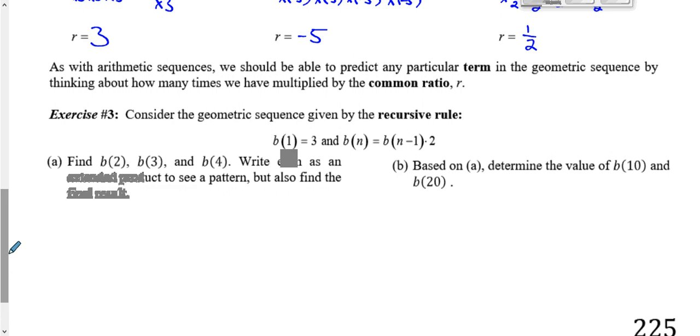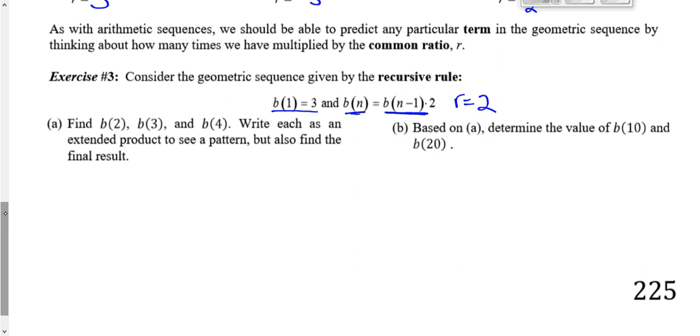So let's look at a rule for the recursive, where they give the first term. They're using a different notation now. What's the first term in this one? 3. And then we find each following term by doing what to the previous term? Multiplied by 2. So the r is 2. So that's the rule. So let's find the second, third, and fourth.